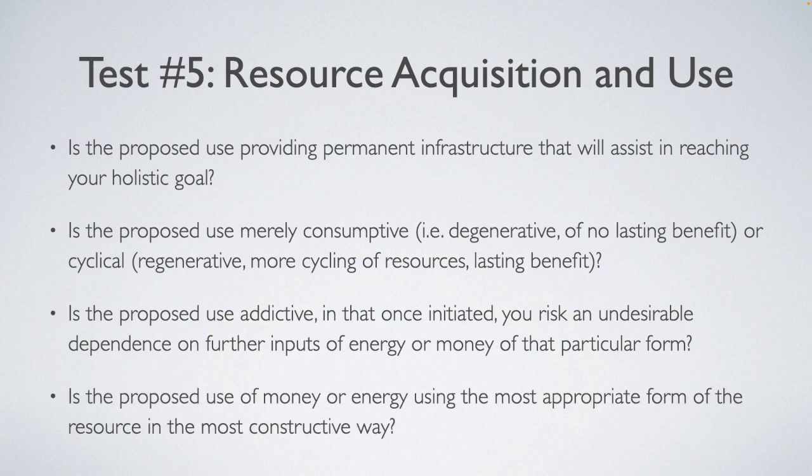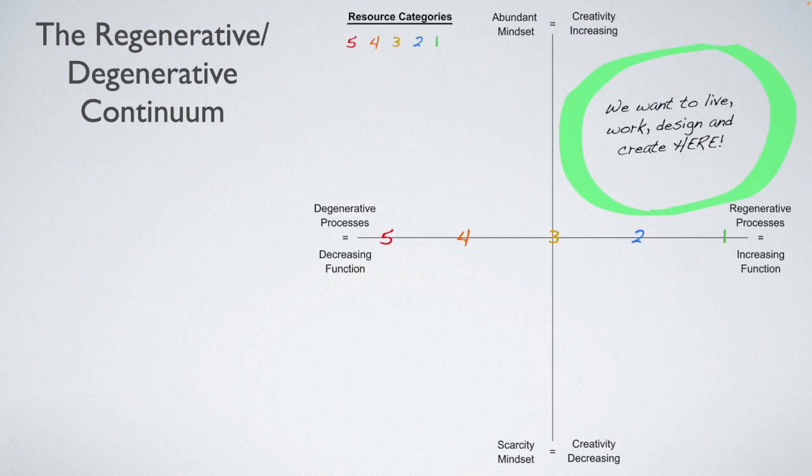And fourth, is the proposed use of money or energy using the most appropriate form of the resource in the most constructive way? To help this concept really sink in, I want to share a helpful visual tool with you guys that I call the Regenerative Degenerative Continuum. You can use this simple quad chart to help you take stock of your current and planned patterns of energy, money, and resource use. It visualizes the degree to which a specific use is one, either regenerative or degenerative, and two, is it coming from a mindset of abundance versus scarcity? So what are you creating for the long term?